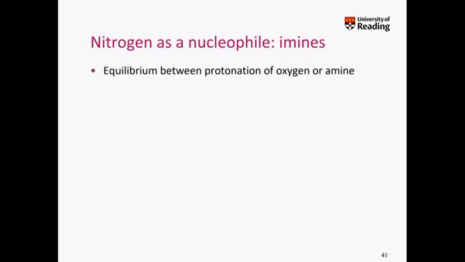So in this reaction mechanism, there is an equilibrium between protonation of the oxygen and protonation of the nitrogen, the amine part. So if we draw that in now, we have our OH. And we have our, okay, so we have the OH and we have the NH. And we've got a couple of options here. Okay, we could protonate the oxygen or we can protonate the nitrogen.